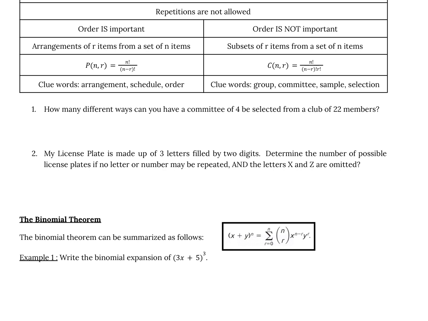So the first question says, how many different ways can you have a committee of 4 being selected from a club of 22? Does order matter there? Nope. So I know it's going to be a combination. On your calculator, you're just going to do 22 choose 4, and when you do that, you should get 7,315.